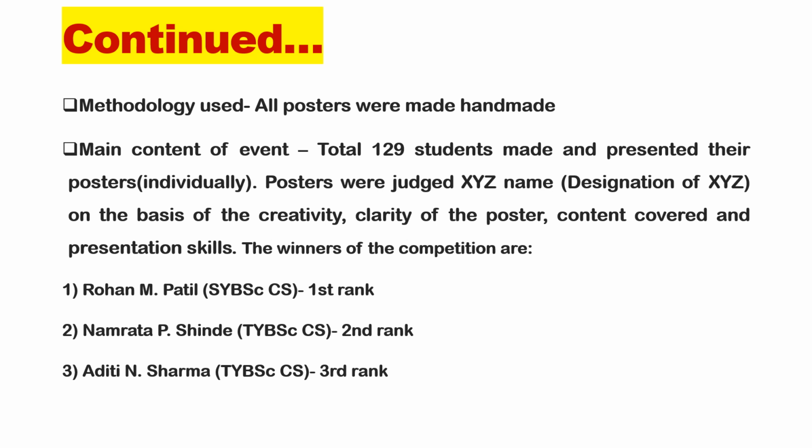So this is how I have mentioned the important main content of the event: how many students have made posters, how they have presented, who judged the posters, and what the criteria of judging were. And lastly, it was a competition and therefore it is necessary to mention the winners of that competition. So I have mentioned three names as the three winners. This is one example of the main content of the event. Now let's go for the next point.